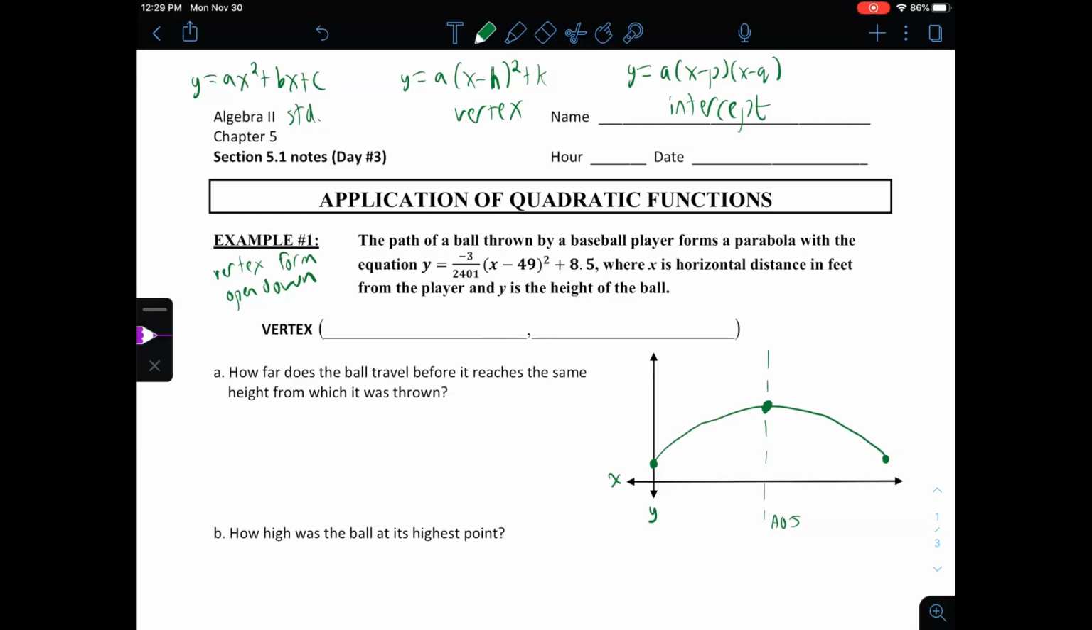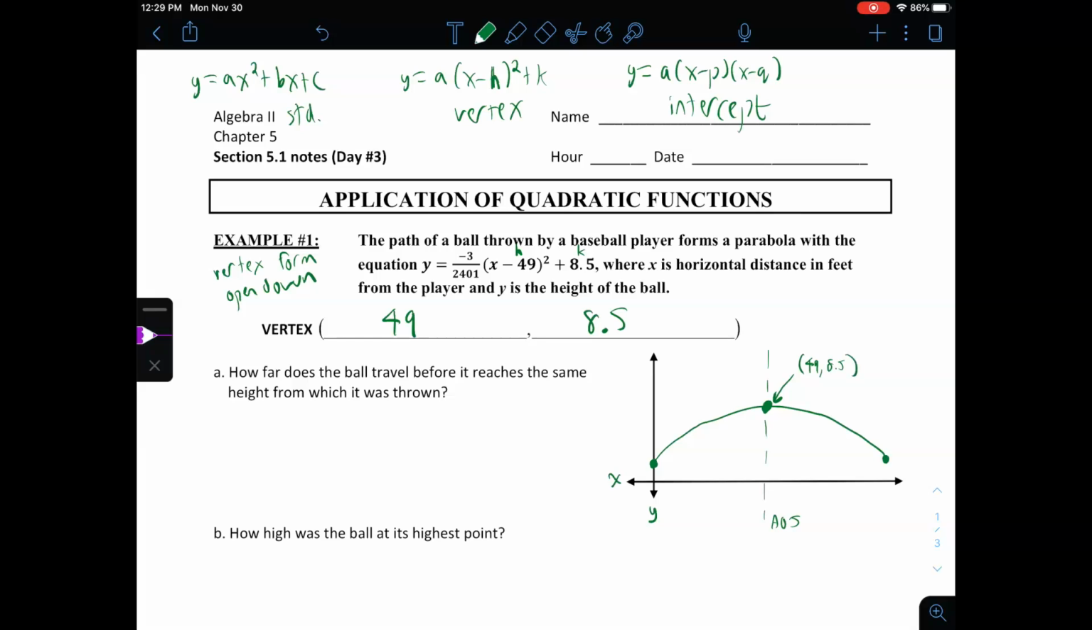All right, it's asking for the vertex first. If this is in vertex form, what's our vertex going to be? Well, it's x minus h, and k is our 8.5, so it's literally going to be 49 and 8.5. So that's going to be our vertex. The vertex is the highest or the lowest point. If it's open down, it's the highest point. If it's open up, it's the lowest point. So our vertex is 49, 8.5.